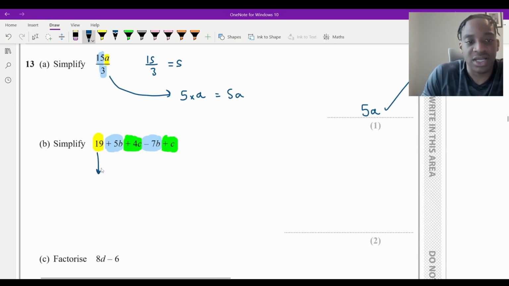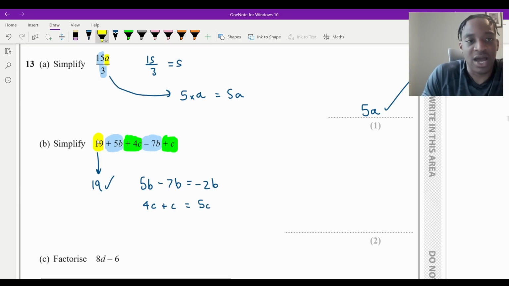Now this one is 19. That's going to stay as 19. That's fine. The next one in blue is going to be 5b, right? Minus 7b. Now that's just the same as 5 minus 7, which is just minus 2. So it's just a minus 2b. And then the last one is 4c plus c. This is just 5 lots of c altogether.